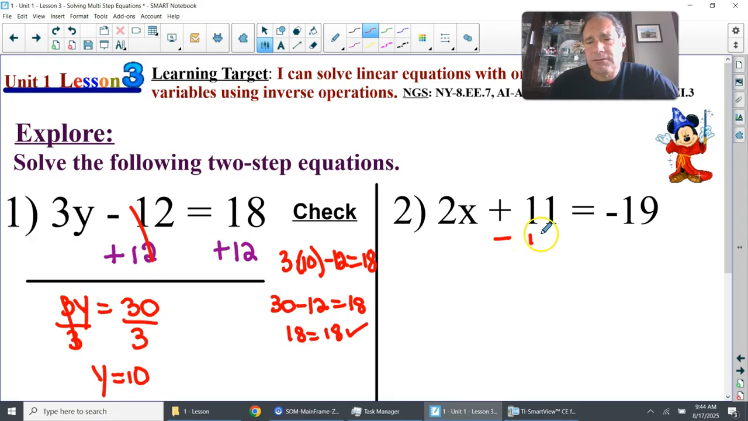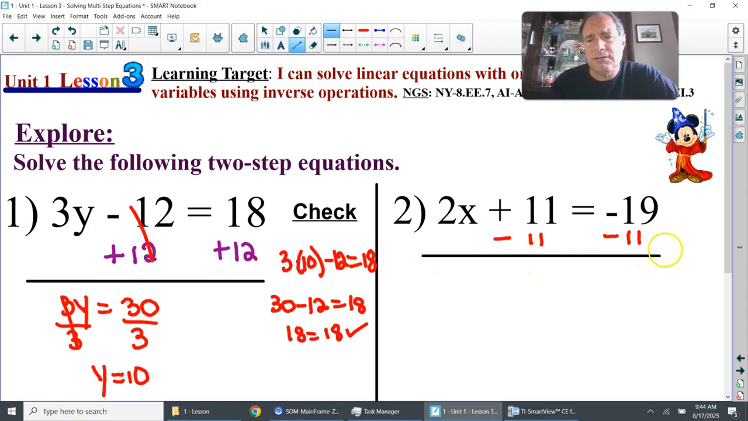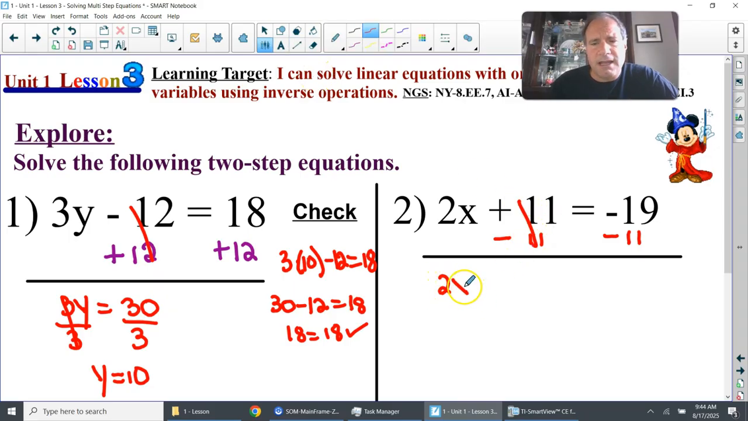2x plus 11 equals negative 19. Again, you see the addition, the plus 11, and you minus the 11 first. So this is now 2x. The 11s cancel out, and then this becomes a negative 30. You divide by 2 on both sides. X equals negative 15. And notice I don't have a check there.